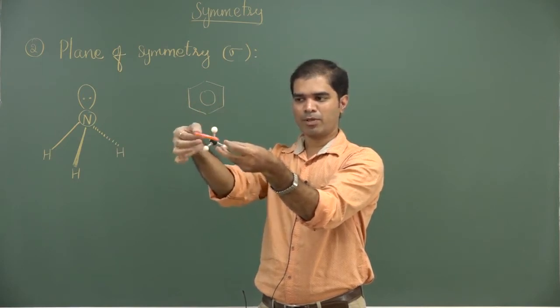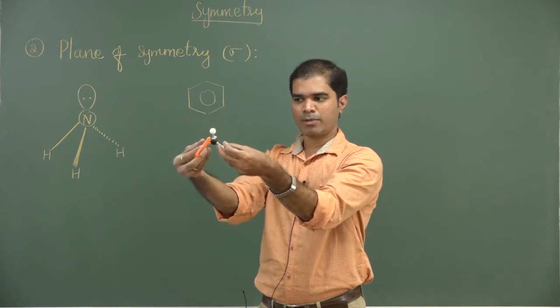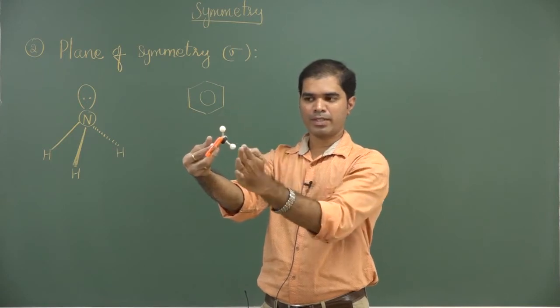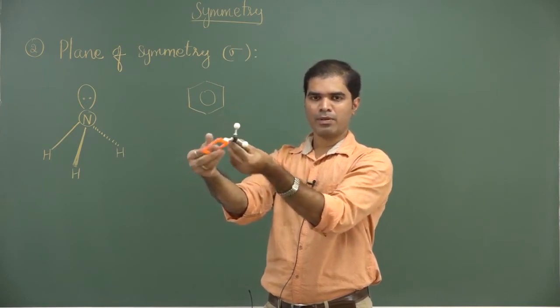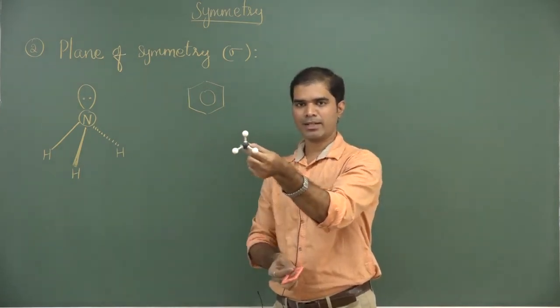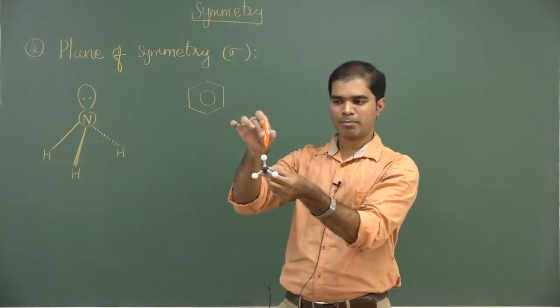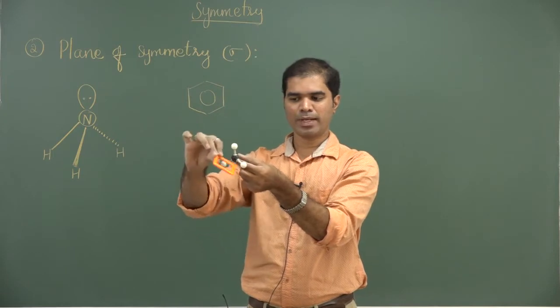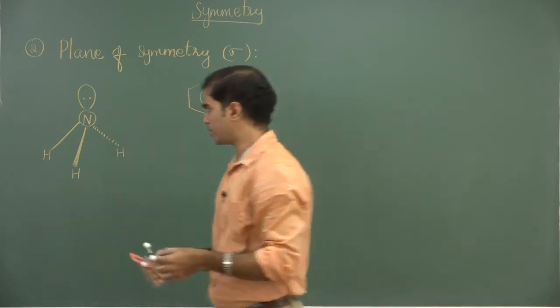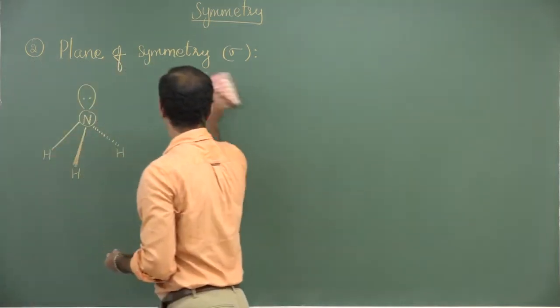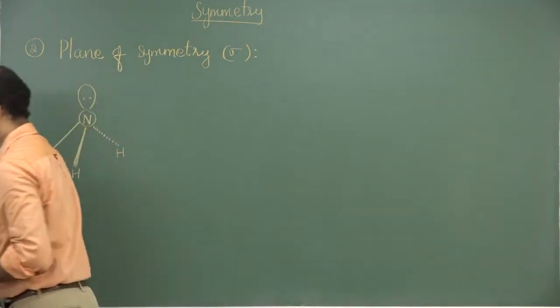Likewise, I should also be able to pass a plane from H3 and a nitrogen, because one half is a reflection of the other half. The logic is very simple. Since these three atoms are identical and they have a triangular relation, if I am able to pass a plane from H1 and nitrogen, I should also be able to pass from H2 and H3. So with this logic, we will try to check what are the planes that are present, not rotational axis, what are the planes that are present.